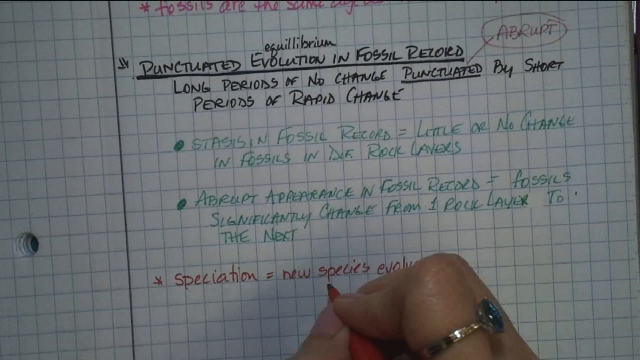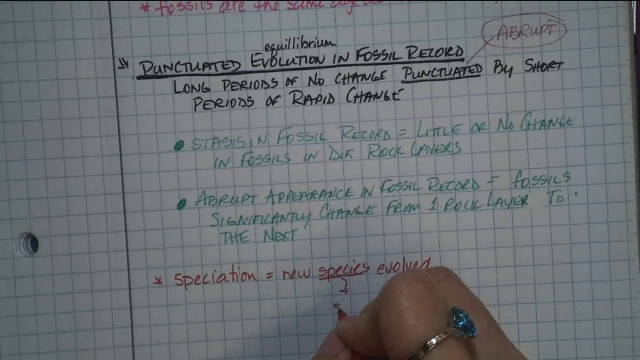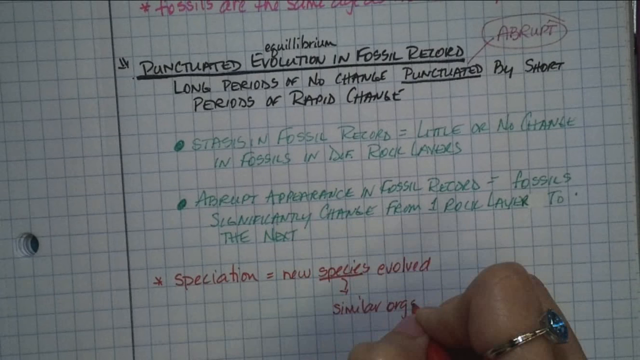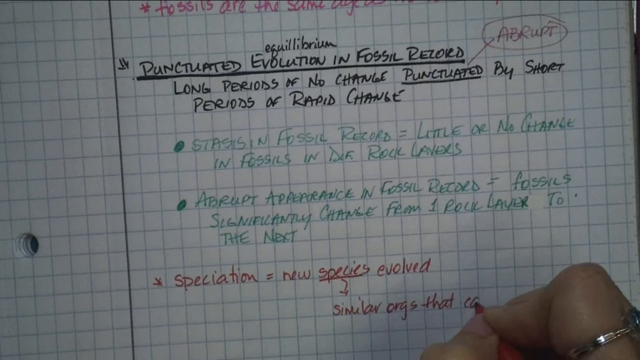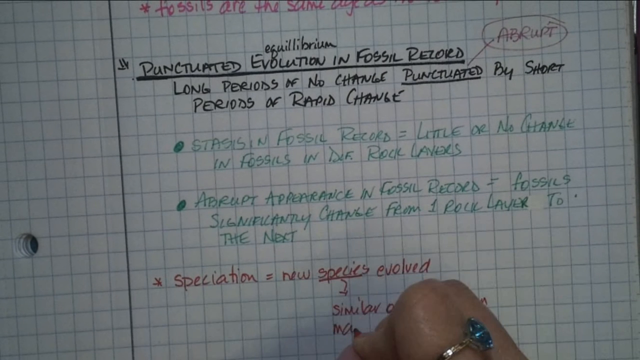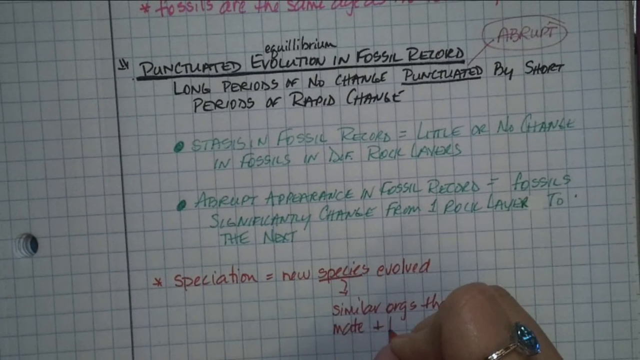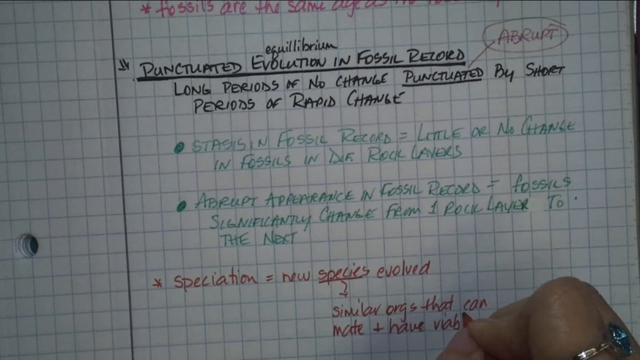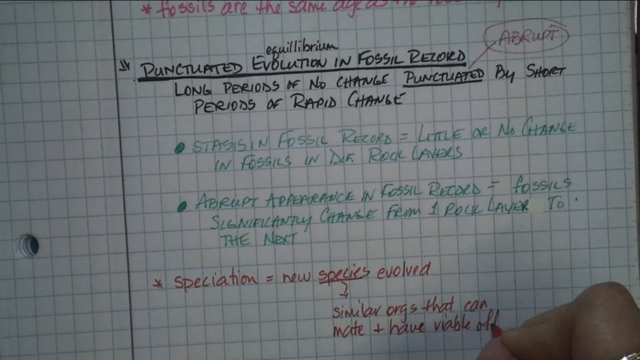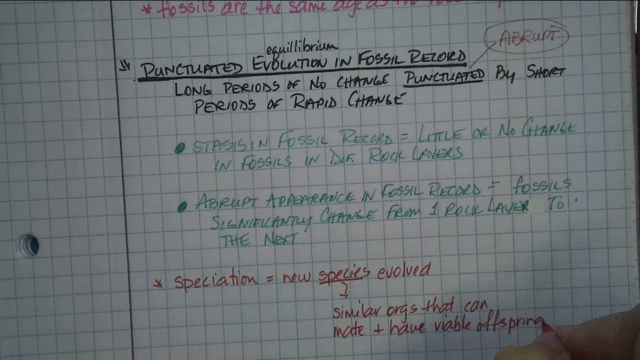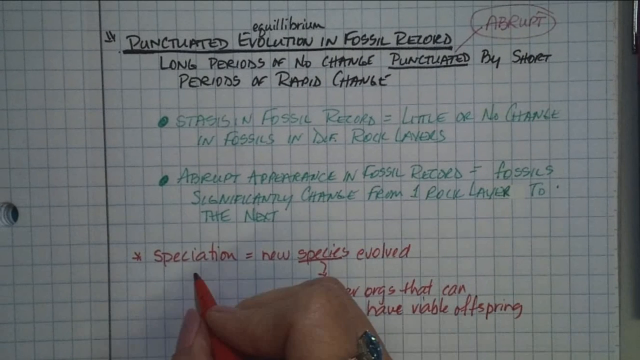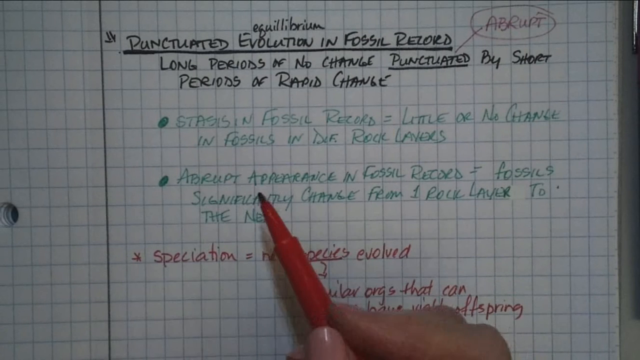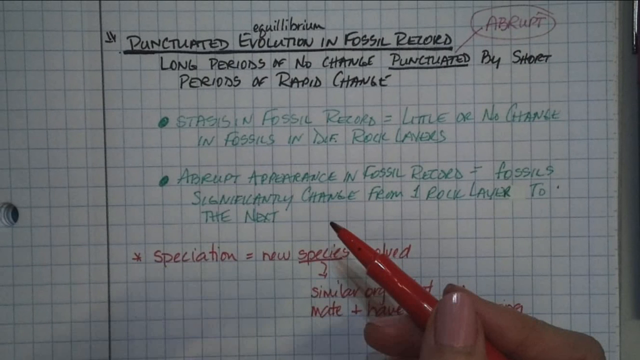Similar organisms that can mate and have viable, that means normal, healthy offspring, and have viable, that they can also mate and have offspring. So if they're in the same species, they can mate and have offspring. But as you go through here and you have this change in the fossil record, the fossils that you find latest would not have been able to mate and have offspring with the fossils that you found earliest. Sometimes it takes several layers for that to happen.